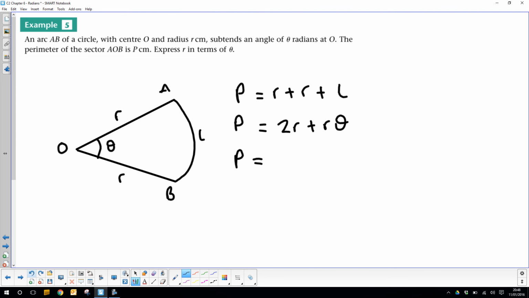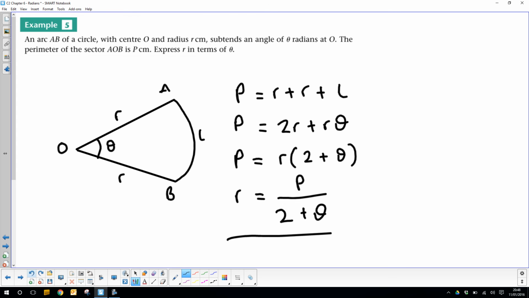First of all, let's just take a factor of R out, so that's 2 plus theta. And now that we've factorised the right-hand side, we can divide both sides by 2 plus theta and get P over 2 plus theta. I'm sorry about the writing, my board's at a bit of a funny angle. So we've got the radius is equal to the perimeter divided by 2 plus theta. And we're done. Example 5.